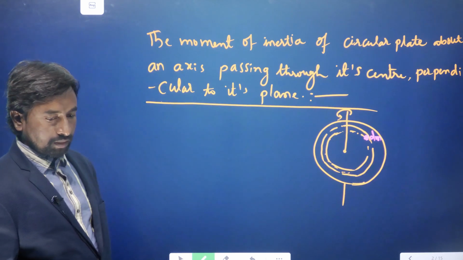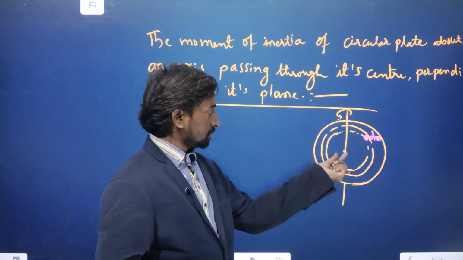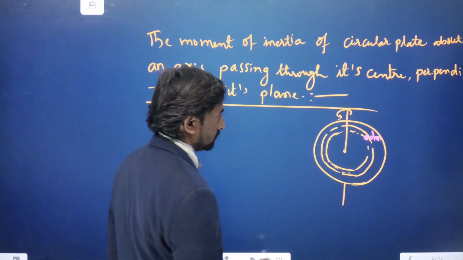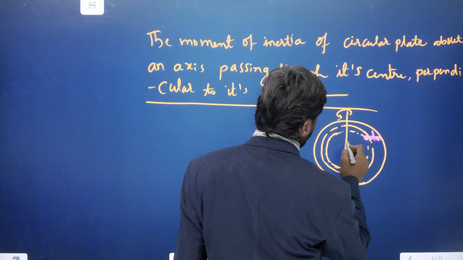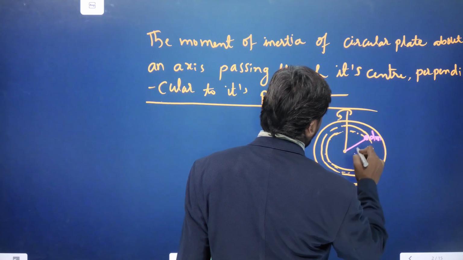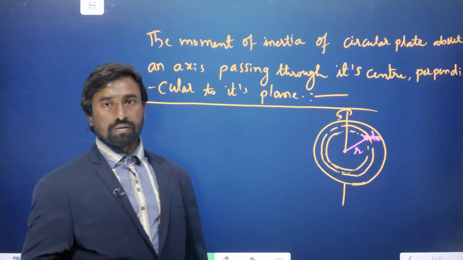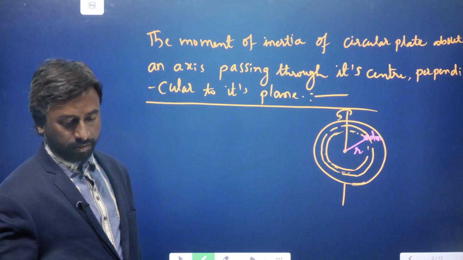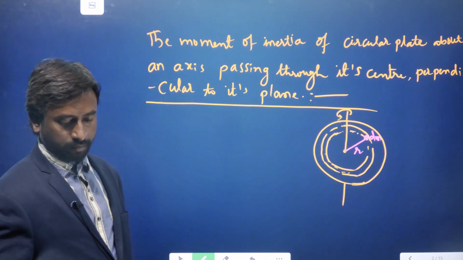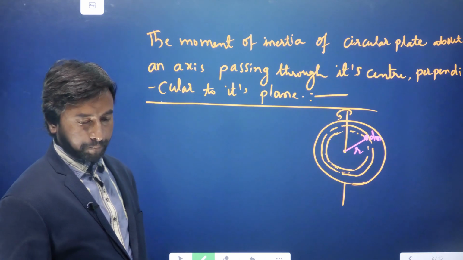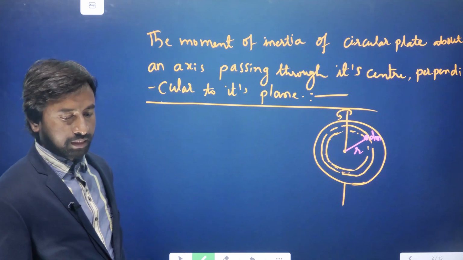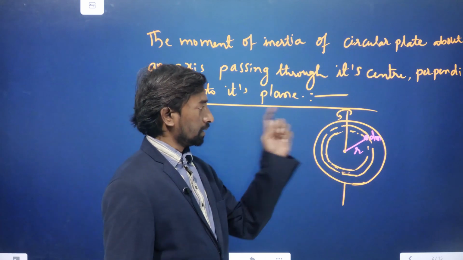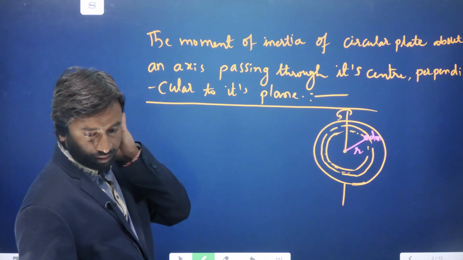That mass is at a perpendicular distance from the axis of rotation. This is the perpendicular distance, and we can write r as the perpendicular distance. So we will take here mass per unit area, dm.